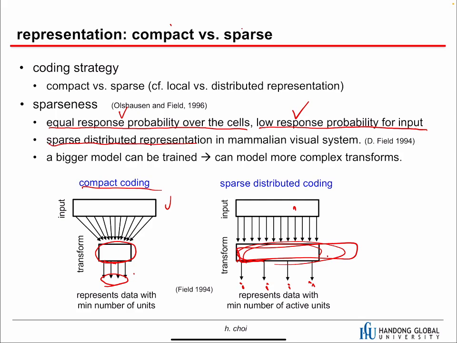What is the benefit of this sparseness? With the sparseness constraint, we can have a bigger model, so a bigger model can be trained. Look at this one. In PCA, the model is simpler and smaller, and in sparse coding, the model could be larger, which means we can model more complex transforms. In PCA, everything should be represented based on this one, but in this case, we have a lot of different basis vectors, and then we can select some of them. So it is more flexible and computationally more powerful.